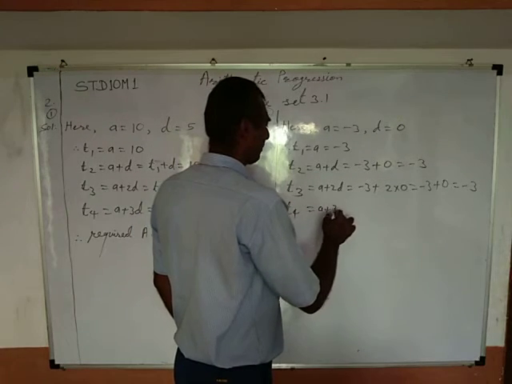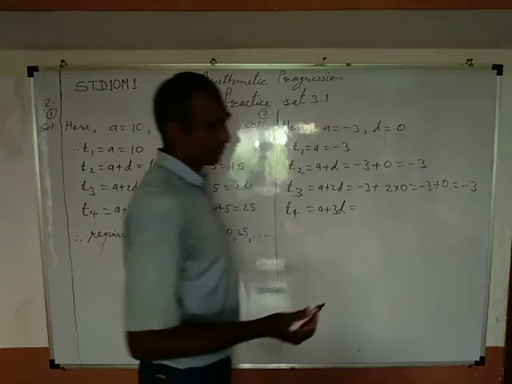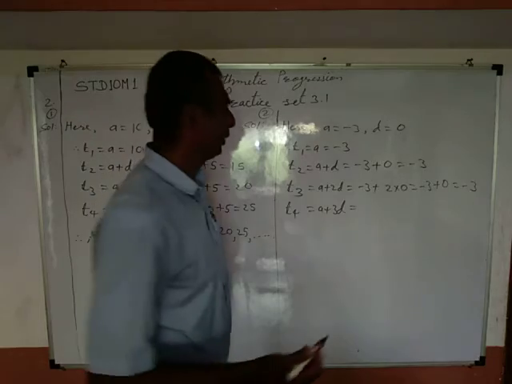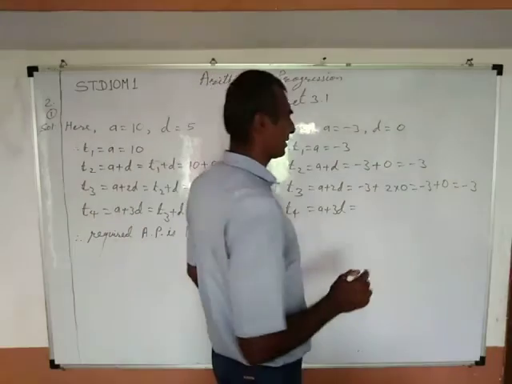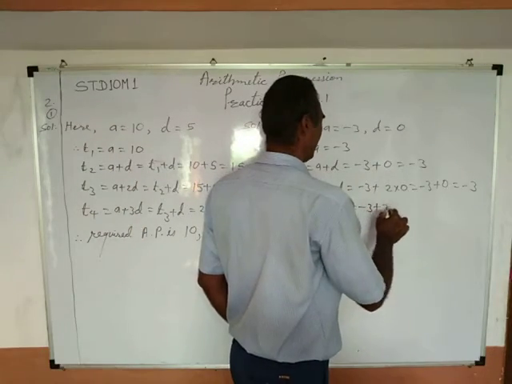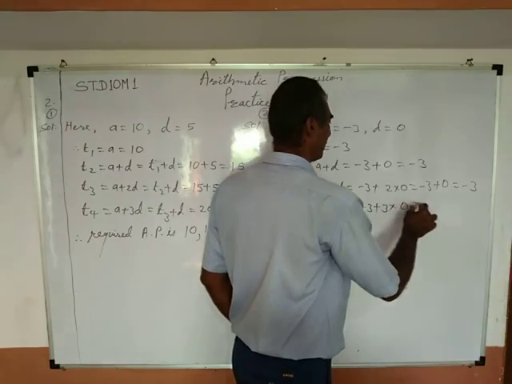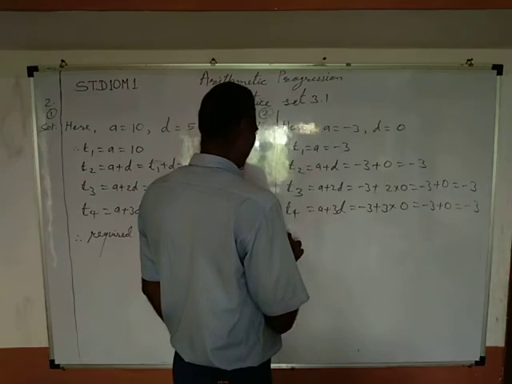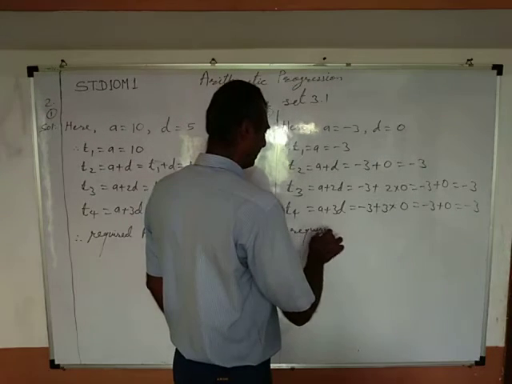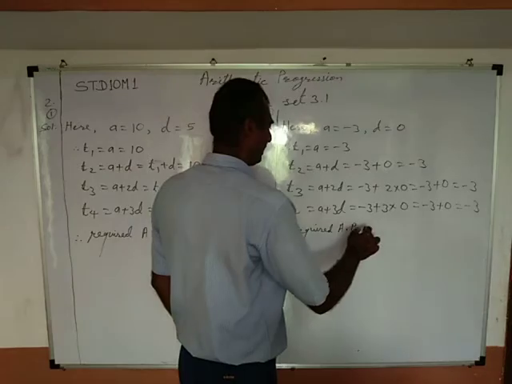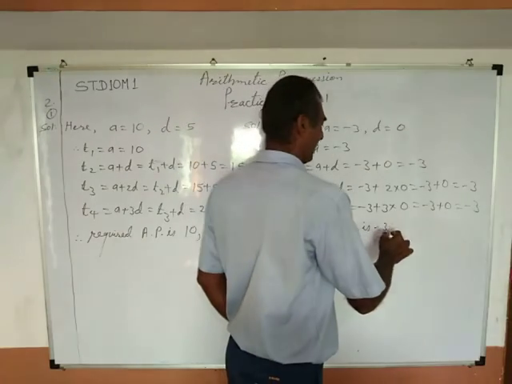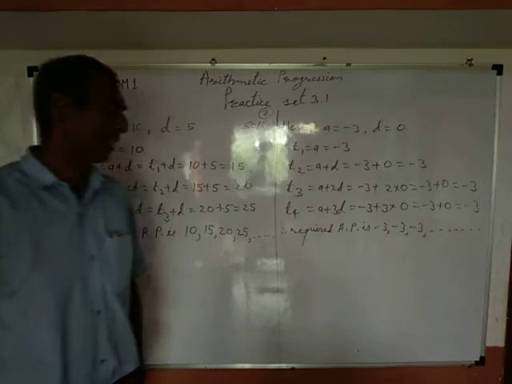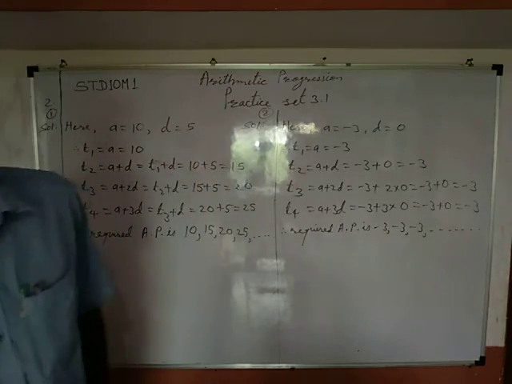T4 equals A plus 3D. Since Tn equals A plus (n minus 1) into D, that's why T4 equals A plus 3D equals -3 plus 3 into 0 equals -3 plus 0 equals -3, and therefore the required AP is -3, -3, -3, and so on. Such an AP is a constant AP.